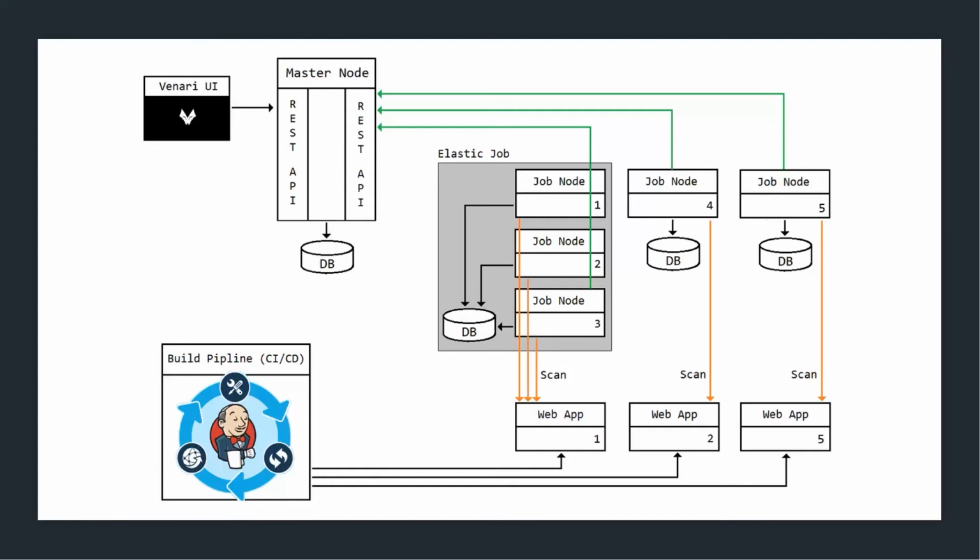In this demo, we're going to implement the diagram that is shown on the screen, and it shows a scan cluster that has 5 scan nodes and 1 orchestrator node. This sample deployment is going to scan 3 applications at the same time.